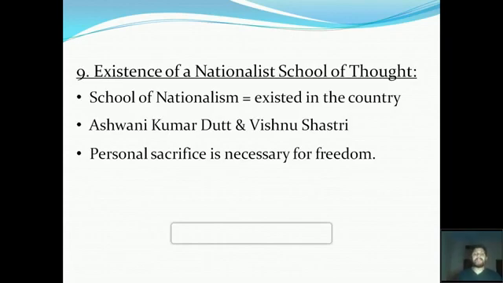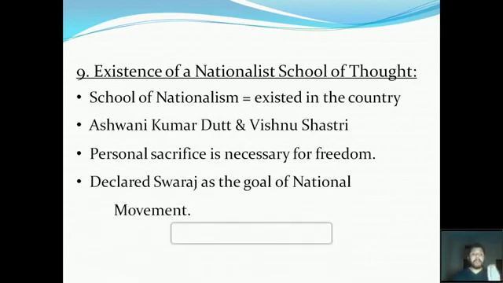Rather than that, it can be anything. Time, money, job, anything can be considered as sacrifice. But they told personal sacrifice is needed. Your first priority should be for your nation. So that was another important point with regard to the nationalist school of thought.